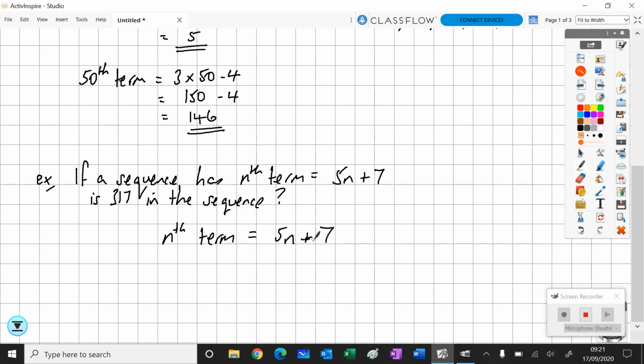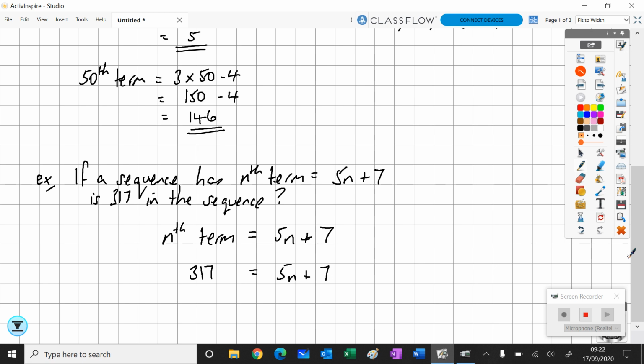Now, if 317 is in the sequence, then there will be some number n that makes that happen. Perhaps it's out there at n equals 20, perhaps. In which case 5 times 20 plus 7 would make 317, except of course it doesn't. So 317 isn't at the 20th position. But what we can do is we can presume that 317 is in the sequence. It's at some position. And then we can try to find out what position it would be at.